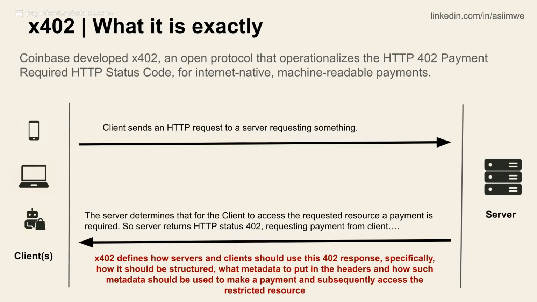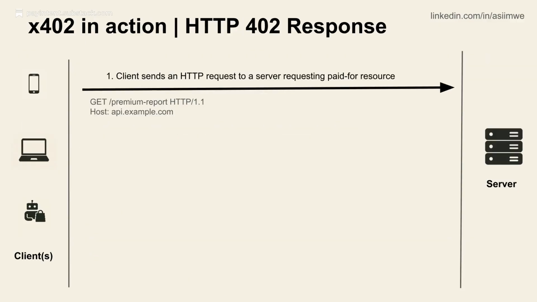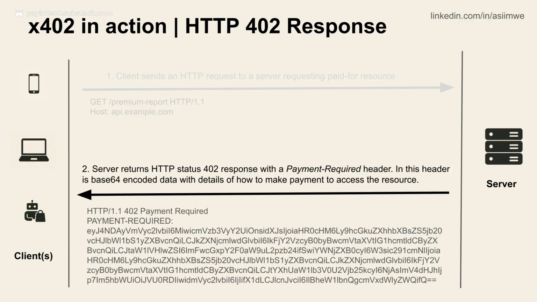Let's break it down. x402 operationalizes the HTTP 402 status code for internet-native machine-readable payments. When a client requests a paid resource, the server returns a 402 status. Coinbase's x402 defines how this response should be structured and how to perform subsequent actions as a result of this response. Let's look at a simple example. The client sends an HTTP request for a paid resource, in this case, a premium PDF report. The server responds with an HTTP 402 status and a payment required header.